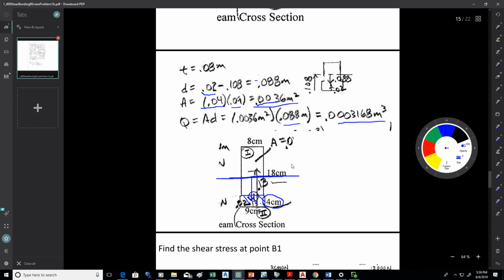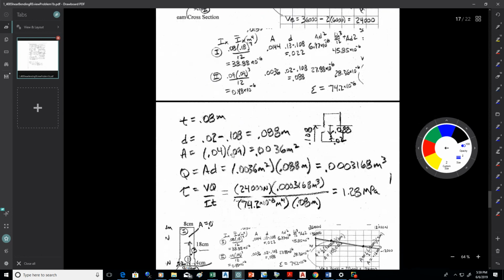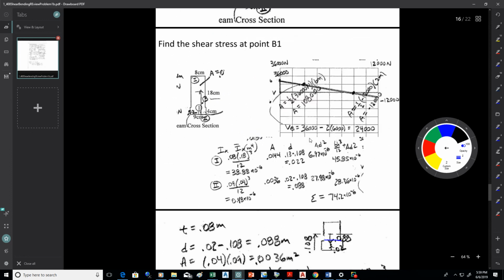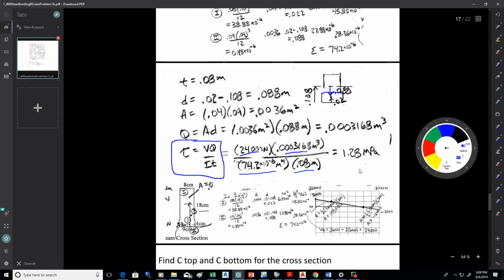All right, let's have a look here at the shear stress. We've got a few things to plug in. Here's the formula, VQ over IT. So you want the shear at B, that's 24,000. You want the Q that we found earlier, and you want to divide by I, and then the thickness of the beam at that location, that's just that distance across the beam, that's 0.08 meters. Multiply that through, and you get a shear stress of 1.28 megapascals. So that's the shear stress at point B1.